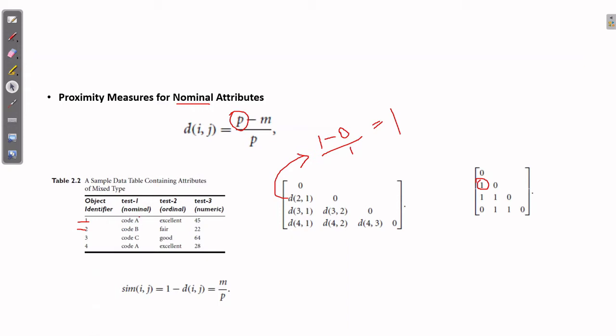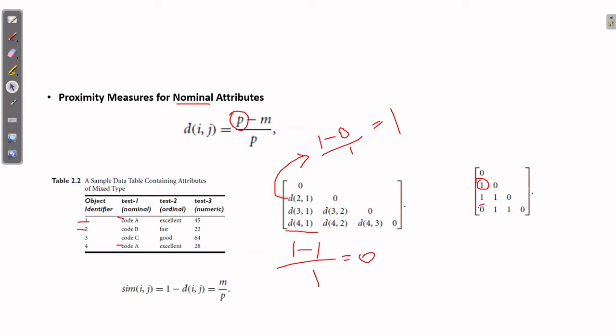Now we look at those which are similar. Say code A is present in 1 and 4. So what is the distance between 1 and 4? How do you calculate it? Again, the same formula is used. The number of attributes p is 1. The number of matching is also 1. So (1 minus 1) by 1, which is 0.